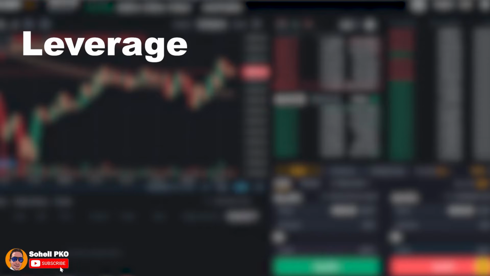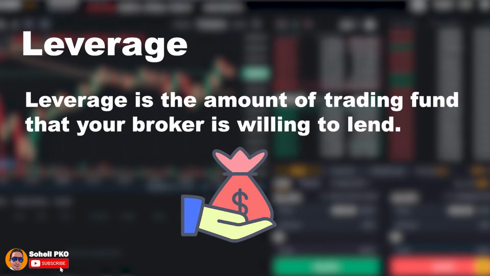Whether you're a beginner or an experienced trader, you have definitely already encountered the concept of leverage in one way or another. In the most basic definition, leverage is the amount of trading fund that your broker is willing to lend. So using leverage is actually the act of borrowing funds from your broker to trade or invest in an asset or market in the hope of making a larger profit.